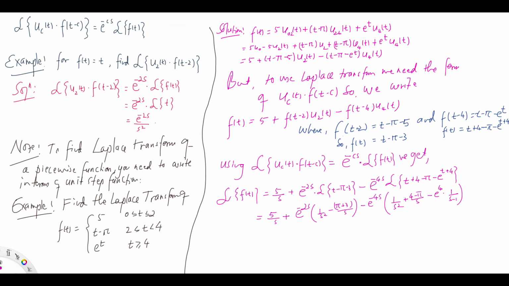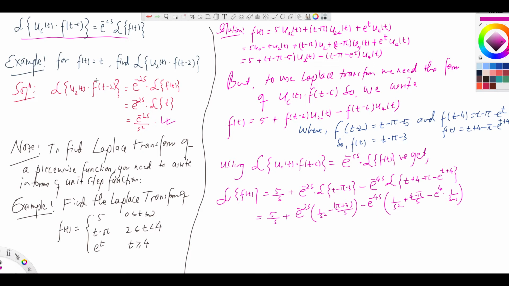Okay, in this example, we have this formula, we just proved that formula, right? So if you have u_c(t) times f(t minus c), then the Laplace transform of that is e to the negative cs times the Laplace transform of f(t). Suppose f(t) is t, then find the Laplace transform of u_2(t) times f(t minus 2). So how do we do that? The Laplace transform of this is, by the formula, e to the negative 2s and then the Laplace transform of f(t). What is f(t)? f(t) is t. So it will be the Laplace transform of t, which is 1 over s squared. So e to the negative 2s over s squared. This is how we find the Laplace transform of this.